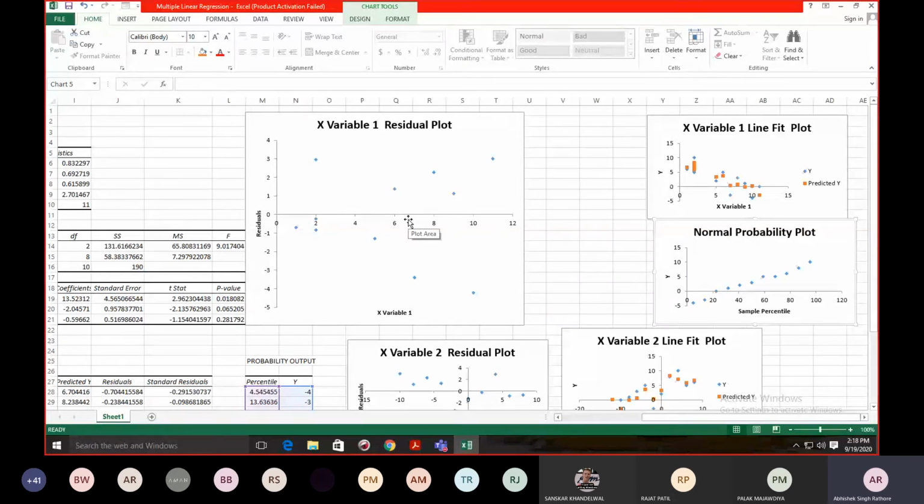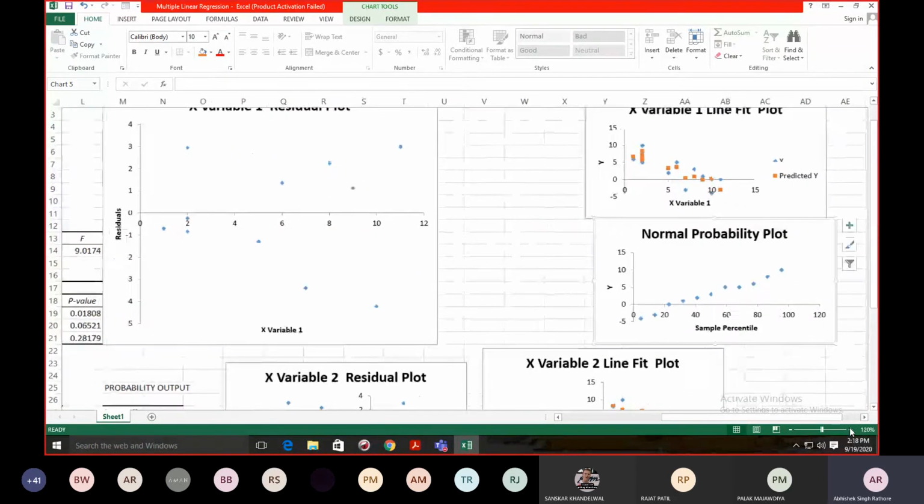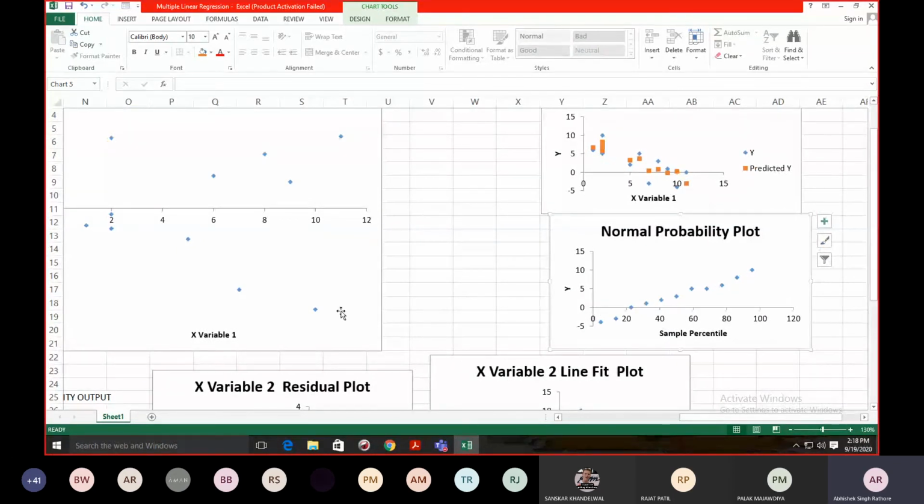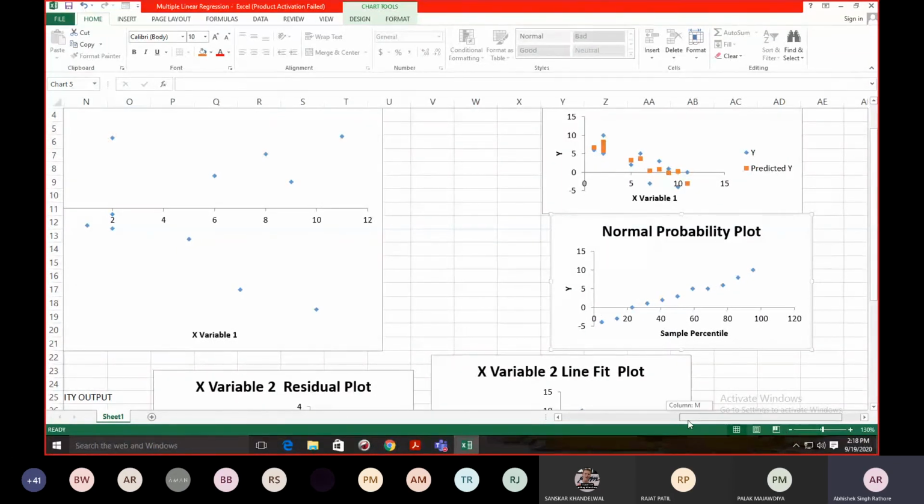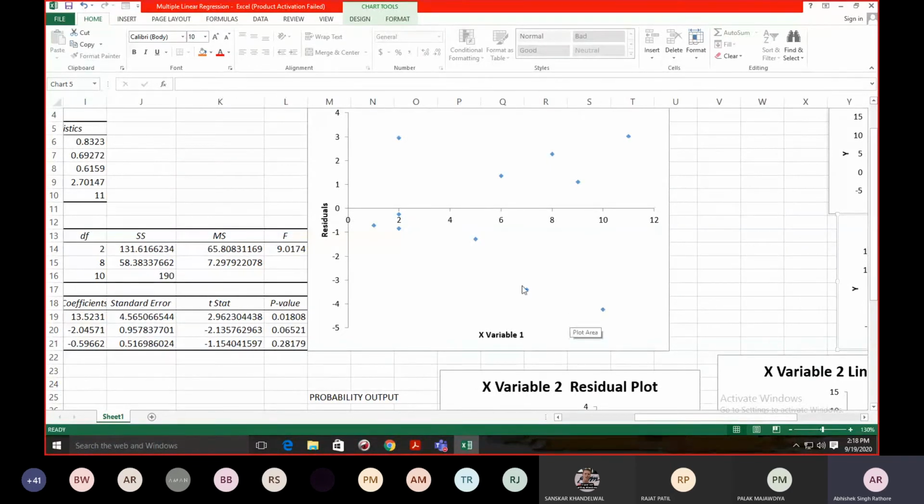Any responses? Is it a good model or a bad model? Which type of distribution are you getting from this graph? So these are my residuals. Any comments on this type of residual?